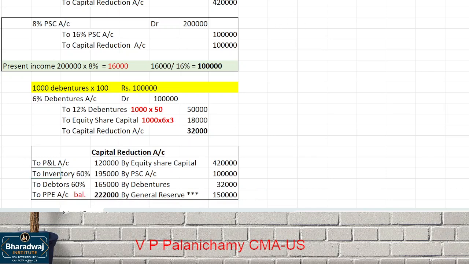So for this you can pass an entry. What entry will we pass? Capital reduction account, debtors, profit and loss account, all these things. We use which one? General reserve also.